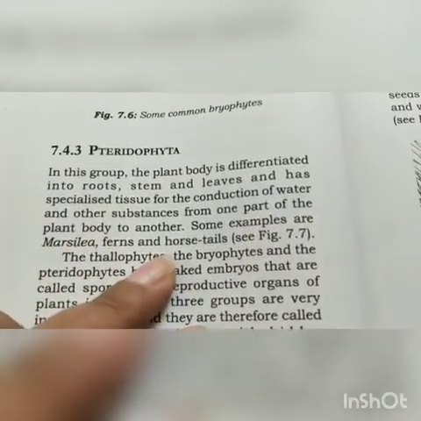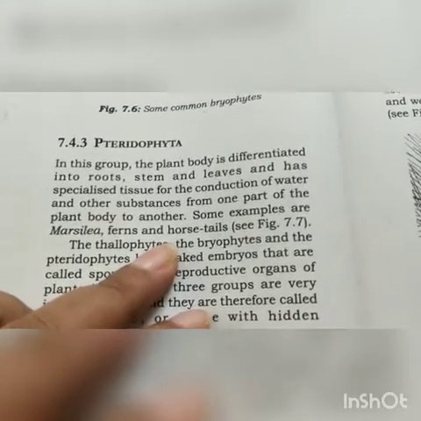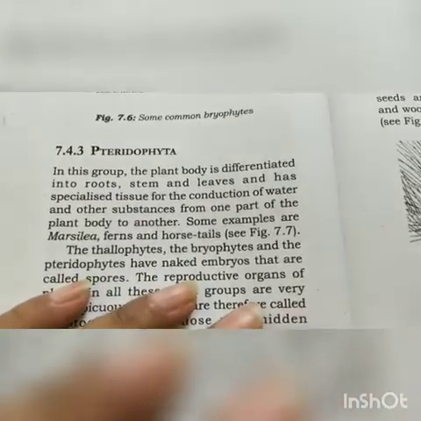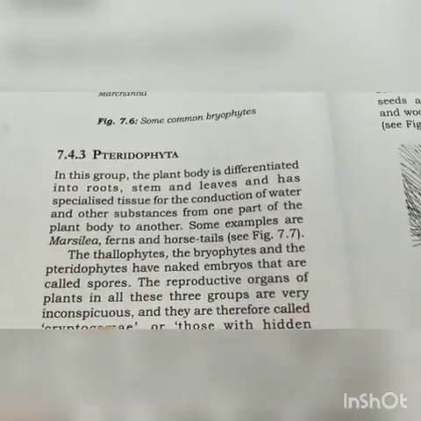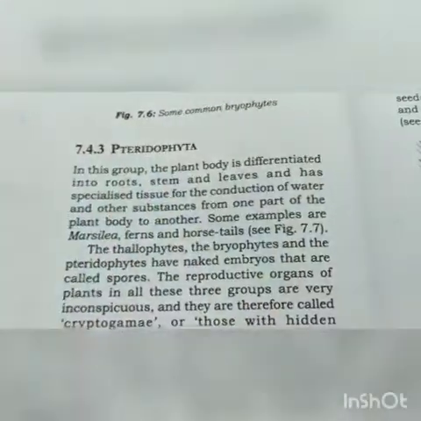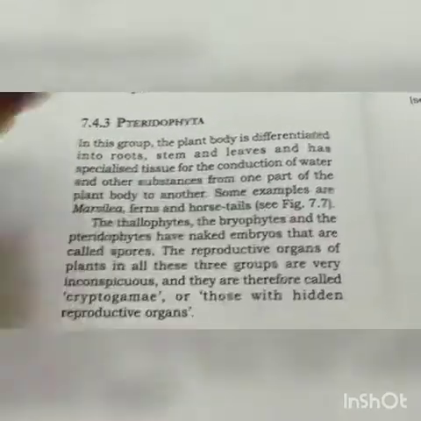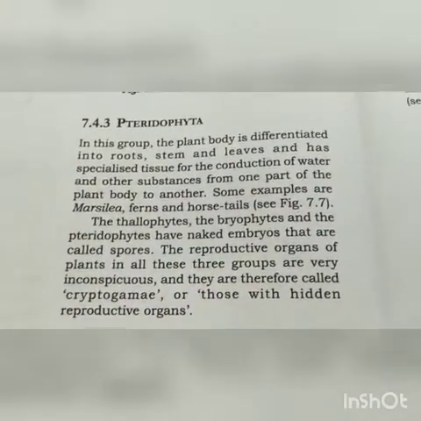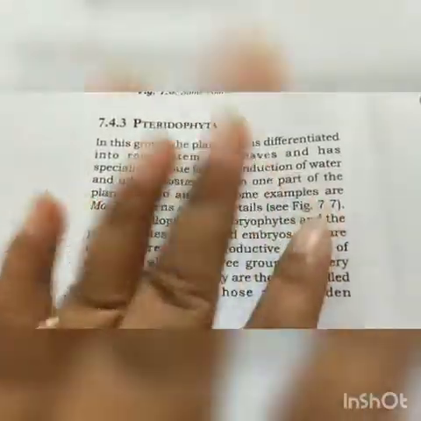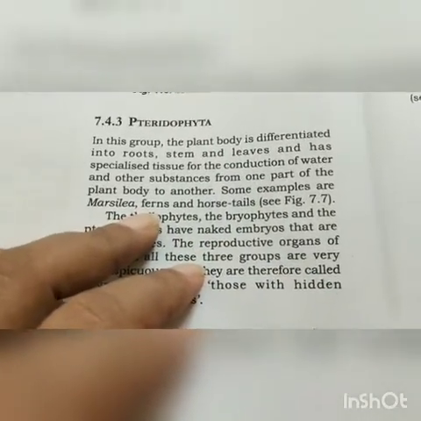For example, Marsilea and fern are given. Many of you know the fern. Have you seen a fern? So fern is what? Is it a big tree? No, it's a small herb-like plant. Here the stem is there, leaves are there, roots are there. You can find the stem, leaves and roots in the fern, but it's a very small plant, not a big tree. Okay, so this falls in the Pteridophyte group, but they are not bearing flowers.